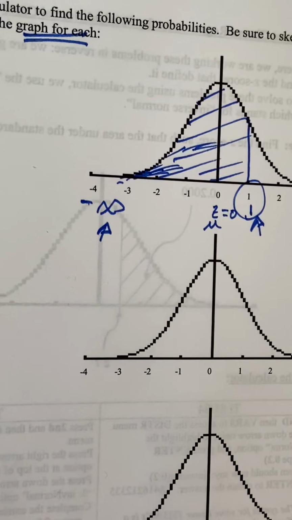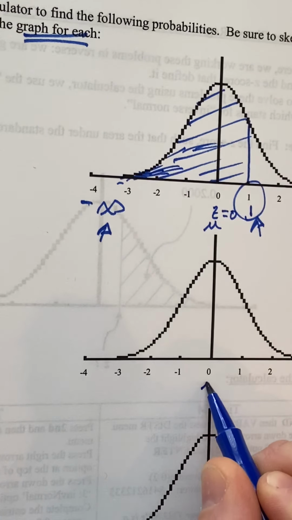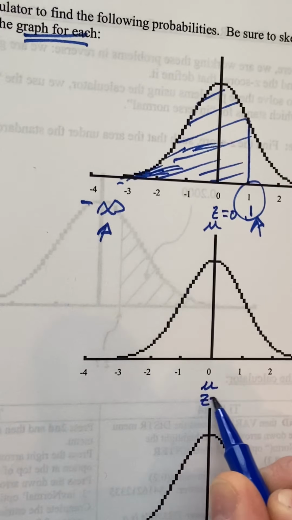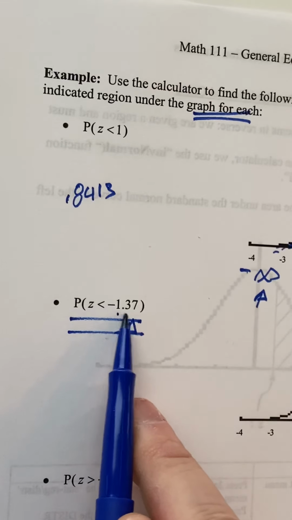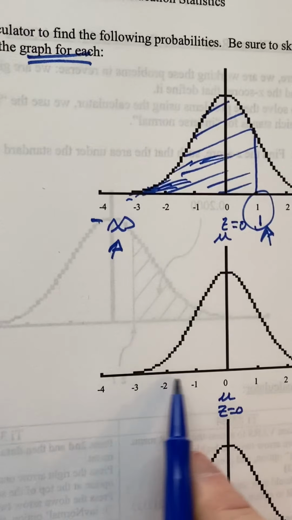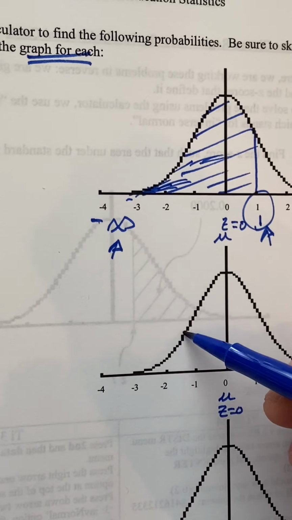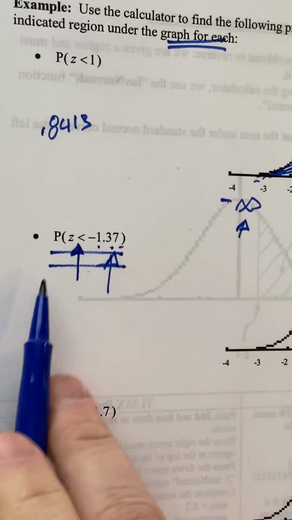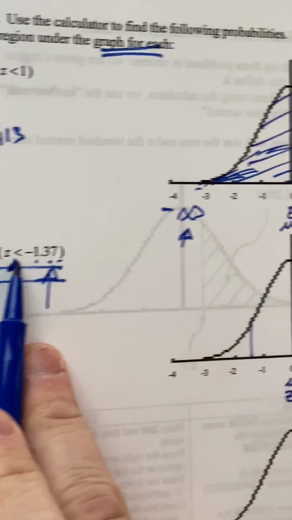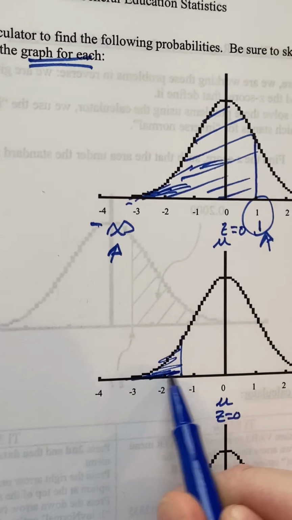The first thing I like to do is graph them all. Remember, at 0, this is the average, and the z-score is 0 at the average. Plotting a point like negative 1.37, just like a one-dimensional number line, we're going to put it to the left of 0, approximately here. We want the area that's less than that. That's a fancy way of saying I want the area to the left of that z-score. So we shade that region to the left of that z-score.